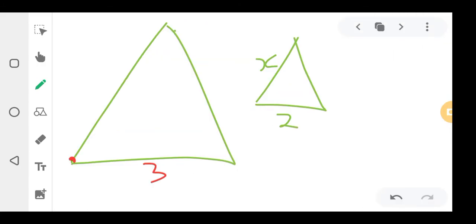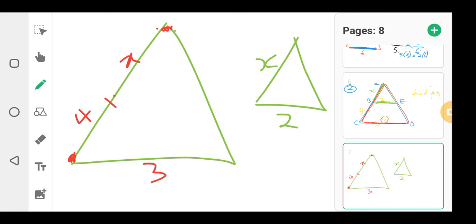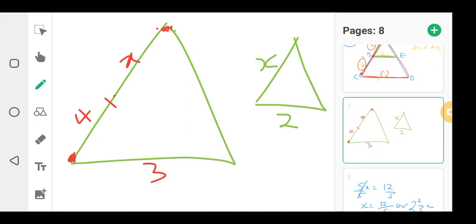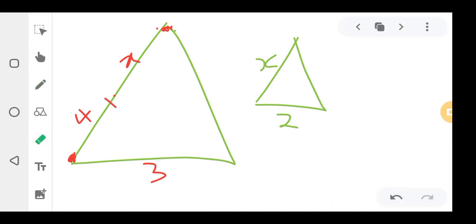What about the distance from here to there? From here to here it's 4. Okay? And then from here to here it's x. Can you see it from this diagram? So it means this total distance is 4 plus this x. So the distance there is 4 plus x. Okay? Now you can solve.